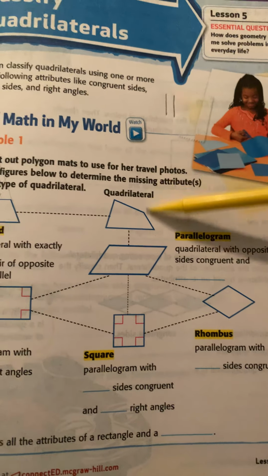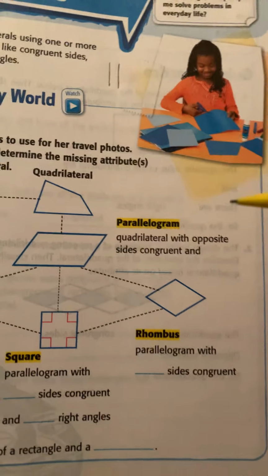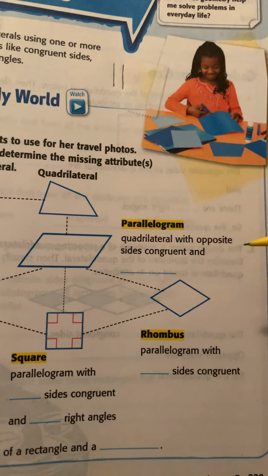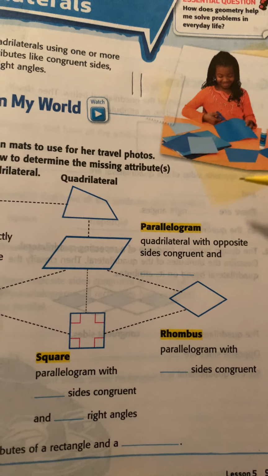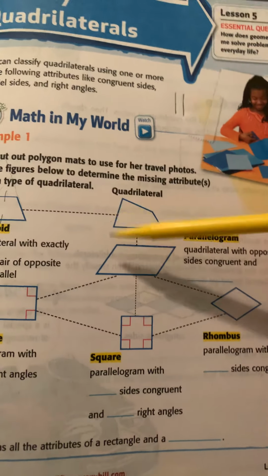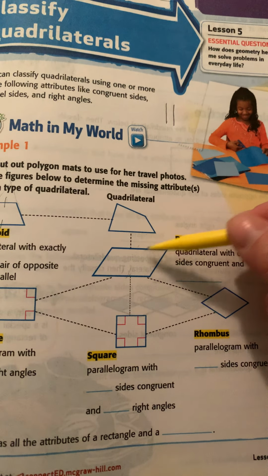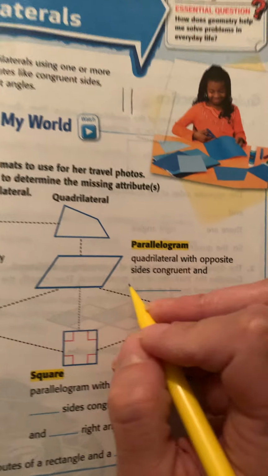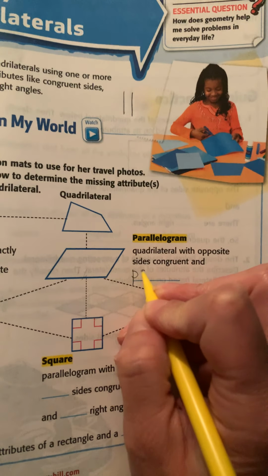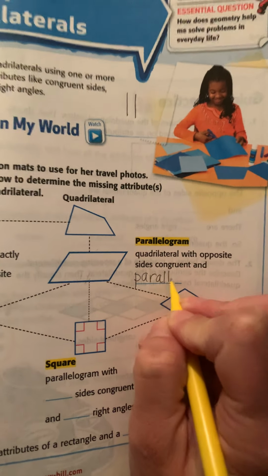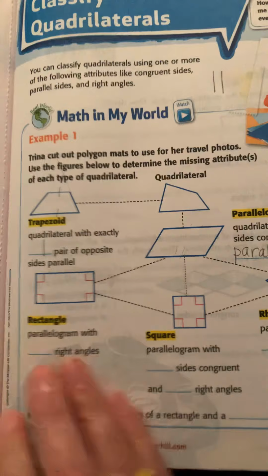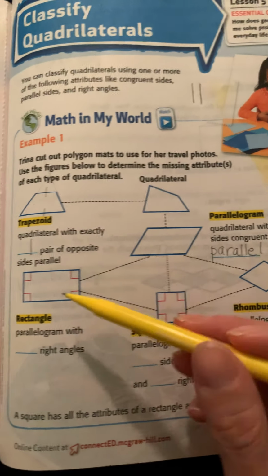Another type of quadrilateral is a parallelogram. Parallelograms are quadrilaterals with opposite sides congruent and blank. So if we take a look, these opposite sides are congruent. That means they are the same length, and they're also parallel. That means that they run side by side, but they do not cross each other. Okay. The next type of quadrilateral that is also a parallelogram is over here.